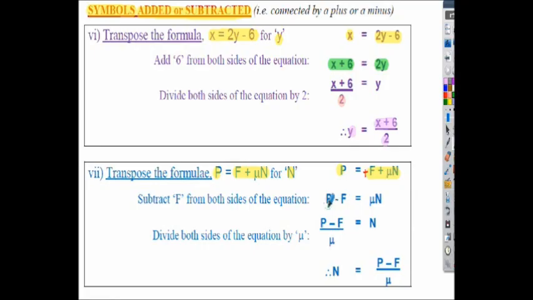So on the next line I now get p minus f on the left hand side, and that's equal to the mu multiplied by n on the right hand side. I'm trying to make capital N the subject, so the mu is multiplying the n, so now I need to divide both sides by mu, and on the next line I've divided both sides by mu, and again just turn the equation round, n is equal to p minus f divided by mu.